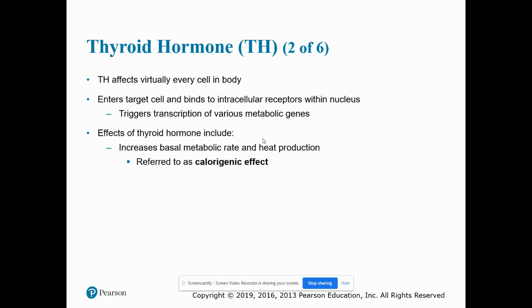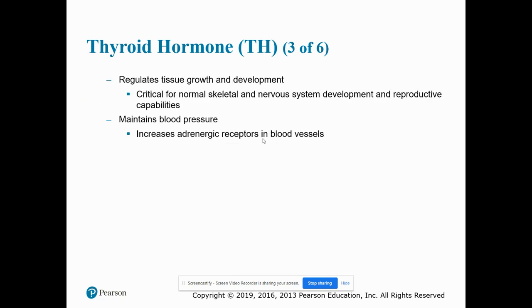The resulting proteins are going to have a number of effects. The effects of thyroid hormone include to increase basal metabolic rate and heat production, and this is referred to as the calorigenic effect. It will also regulate tissue growth and development. It's critical for normal skeletal and nervous system development and reproductive capabilities. And finally, it maintains blood pressure, so it increases adrenergic receptors in blood vessels.